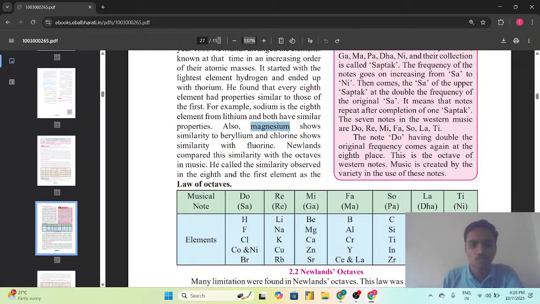Also magnesium shows the similarity to the beryllium and chlorine shows the similarity with the fluorine. Newlands compared this similarity with the octaves in the music. He called the similarity observed in the eighth and the first element as the law of octaves.